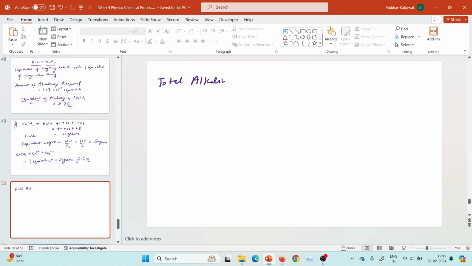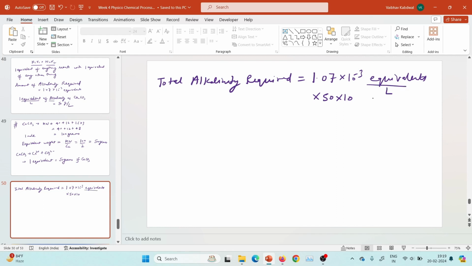Total alkalinity required will be the number of equivalents of iron, which we calculated as 1.07 into 10 to the power minus 3 equivalents per liter, into 15 into 10 to the power, into 50 grams per equivalent as CaCO3.